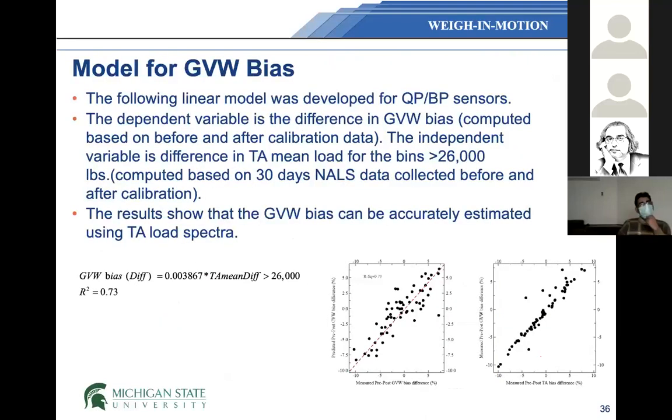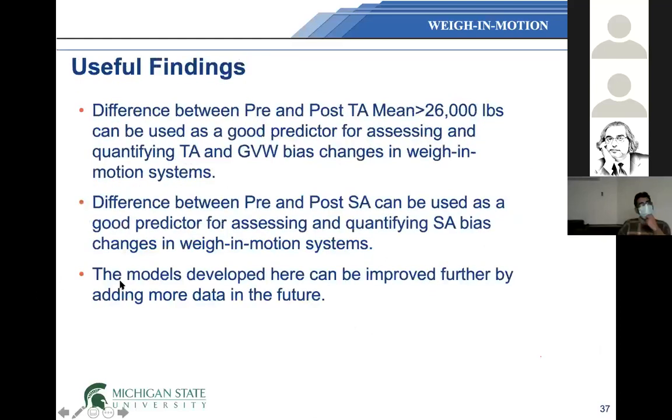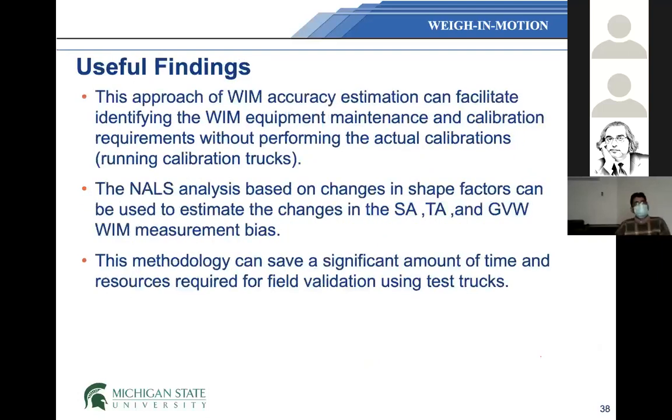Okay, and similarly, since tandem axle is highly correlated with the gross vehicle weight, so if you see the correlation on this side, and then we develop the same for the bias based on the gross vehicle weight, it is highly correlated also with the mean difference of axle more than 26,000. And this is the simple model to actually, if you have the gross vehicle weight, the tandem axle data, we can still also estimate the bias based on the gross vehicle weight. Now, this is useful, like I said, for identifying if there is a need of calibration for certain site just by looking at the load spectrum.